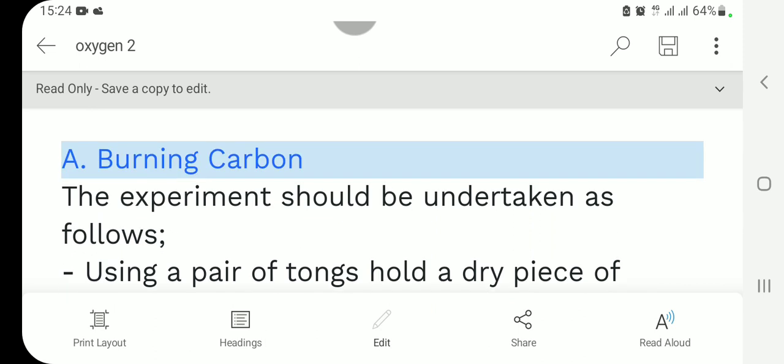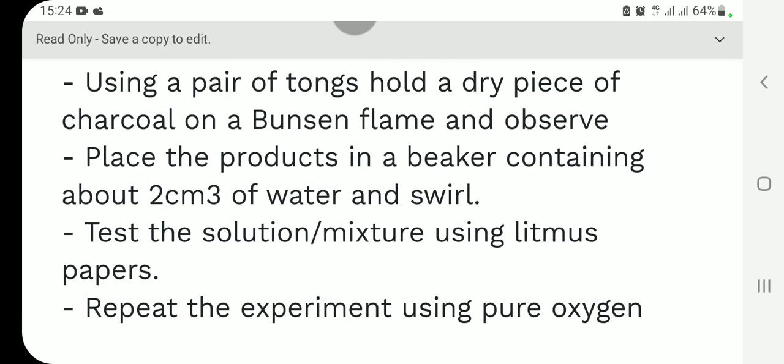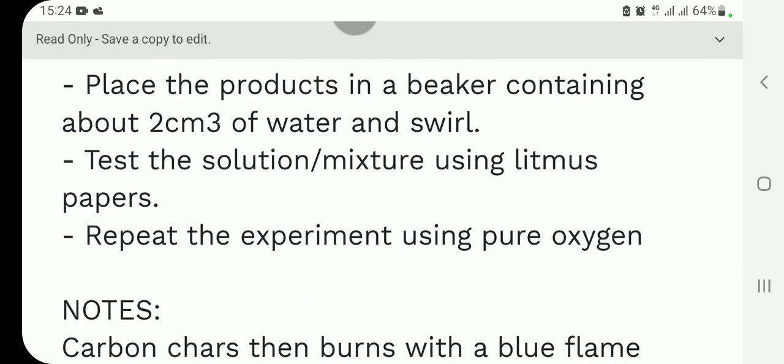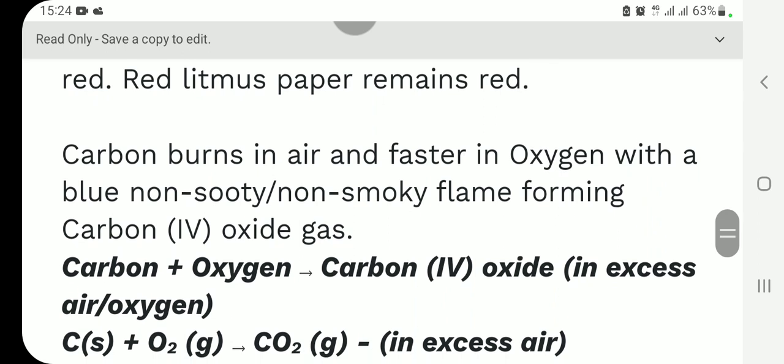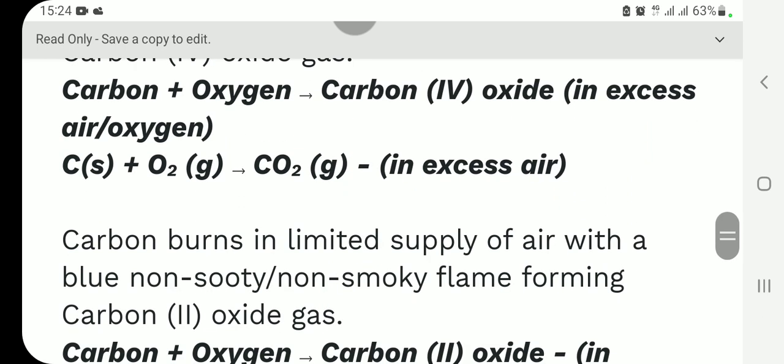You pick it, burn it in a Bunsen burner using a flame, put what you obtain in a beaker and swirl to dissolve, then test the solution using litmus paper. Carbon burns in air, faster in oxygen, with a blue non-sooty flame, forming carbon dioxide gas. Carbon plus oxygen, complete combustion, gives carbon dioxide gas in excess oxygen, CO2.